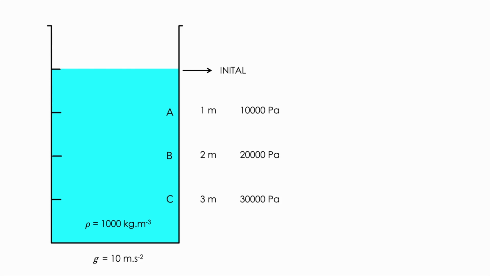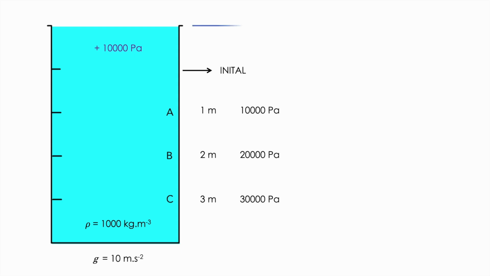Now let us understand what happens when we increase the pressure on this container. The best way to increase pressure is to add some more water. So here we have added a water column of 1 more meter above the already existing water column. This would mean an addition of pressure of 10,000 pascals.